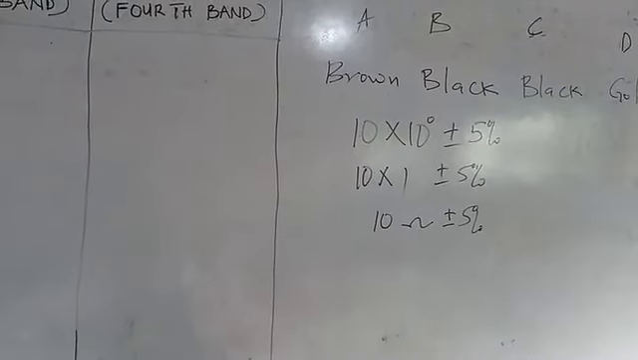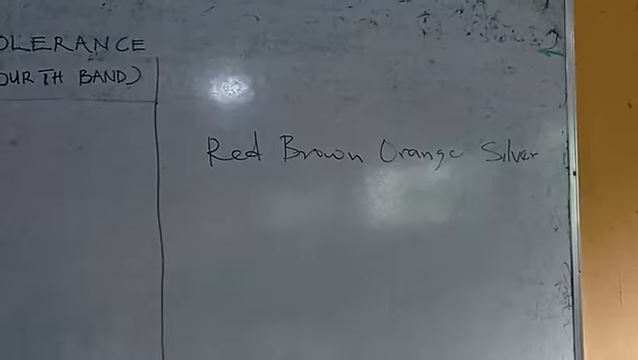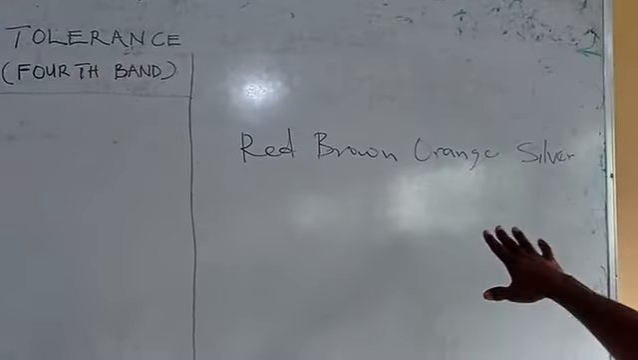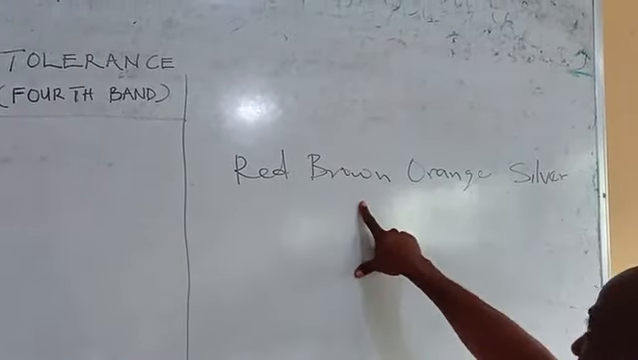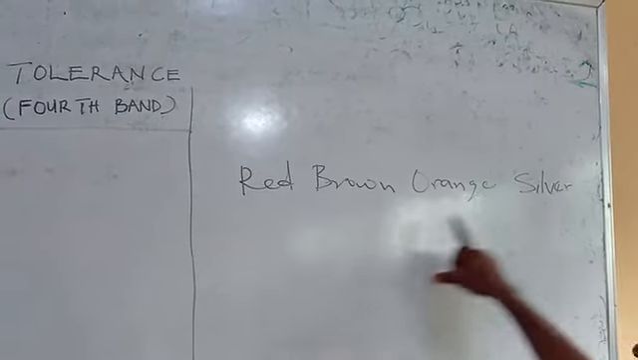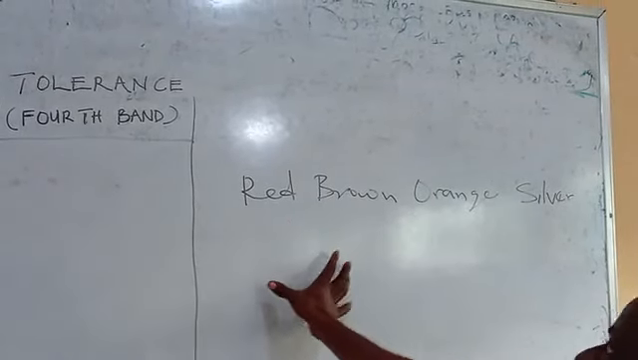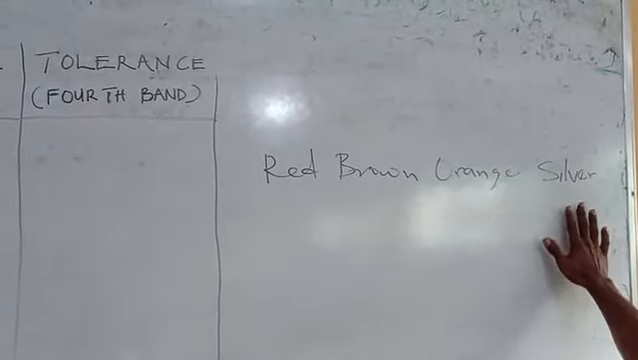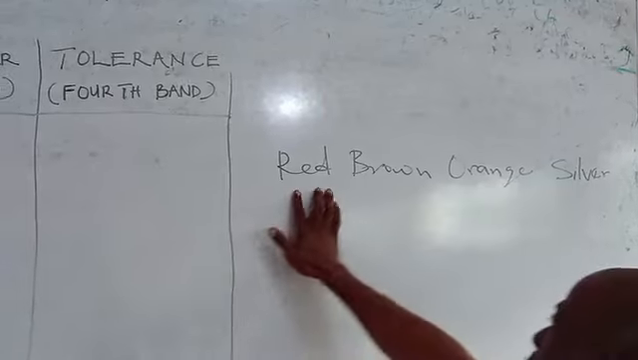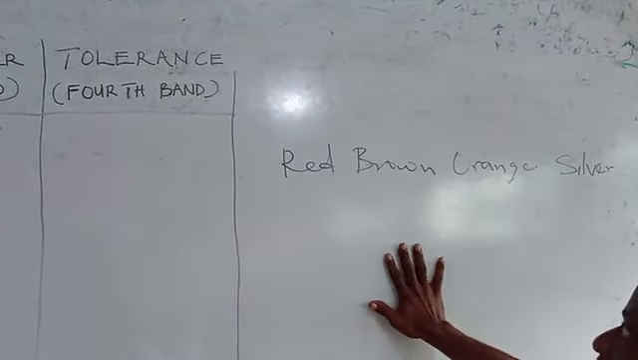So let's look at another example. Let's look at these three colors now and the tolerance, the fourth one. This is the first band, second band, third band, fourth band. The first and second bands are significant figures. This is the multiplier. And this is our tolerance. The first three colors will give you the exact value of the resistor.